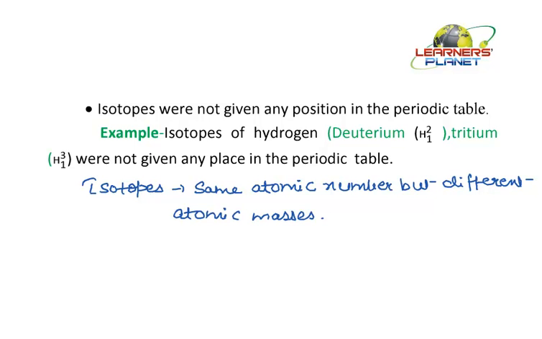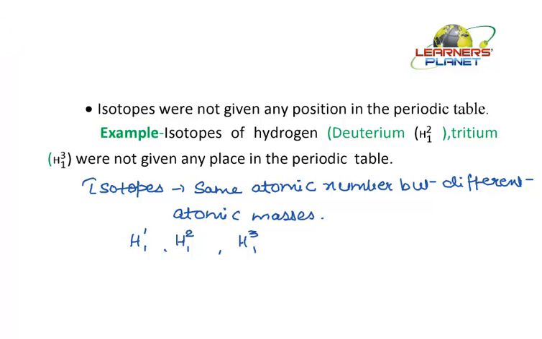Just like here, just see this. Hydrogen has 2 isotopes, deuterium and tritium. Deuterium has the atomic weight 2 and tritium has the atomic weight 3. If I write hydrogen, it has atomic weight 1, atomic number 1. Deuterium I have already written there, atomic weight 2, atomic number 1. And tritium has the atomic weight 3 and atomic number 1. So, there was no place for the isotopes.